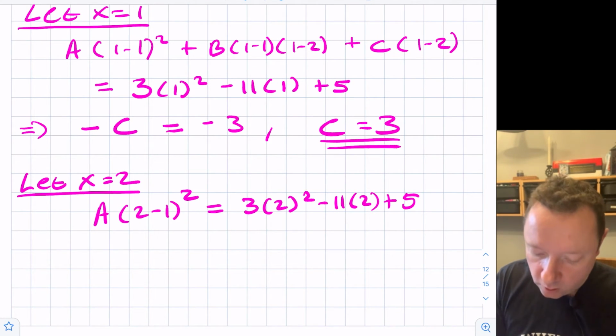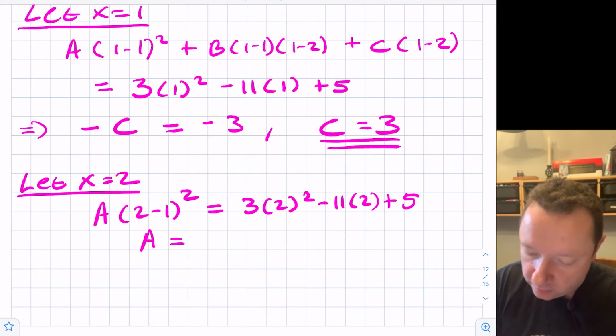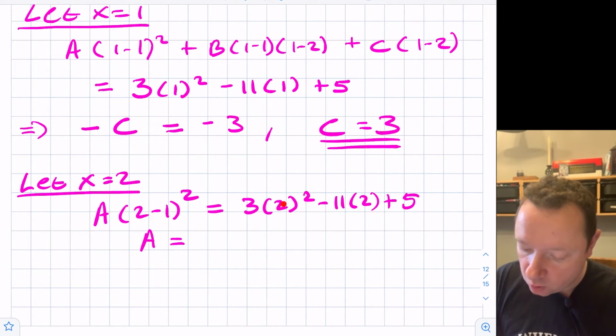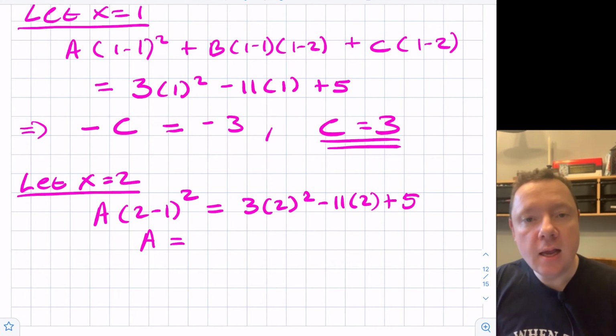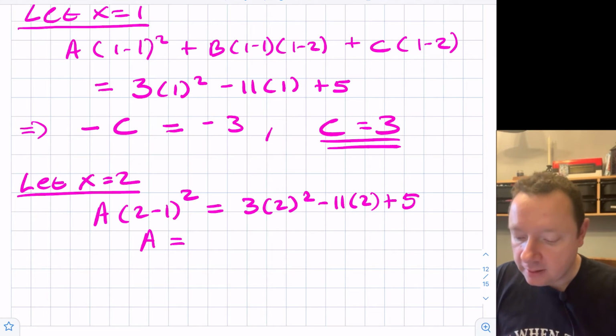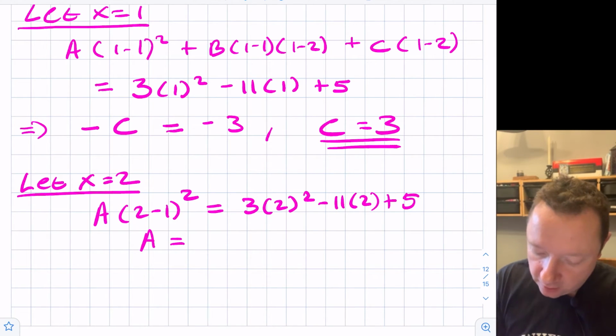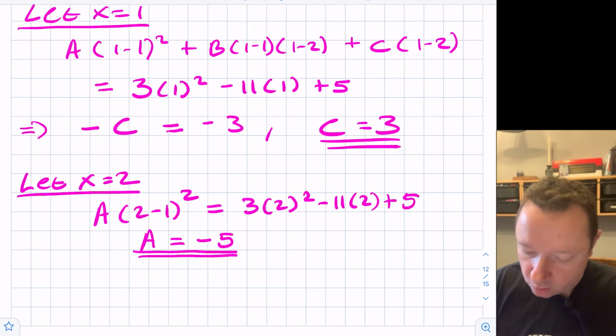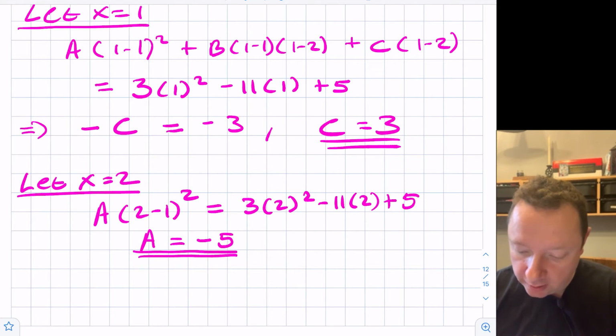2 minus 1 is 1, square that is still 1, so that means that a must equal the answer to this sum. 3 times 4 is 12. 12 take away 22 is negative 10. Negative 10 plus 5 is negative 5. So a is negative 5. So we've got our a and our c. We now just need to get our b somehow.